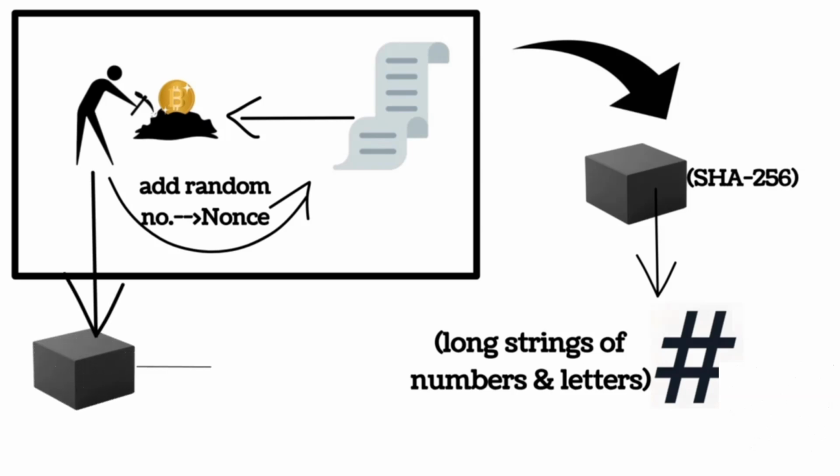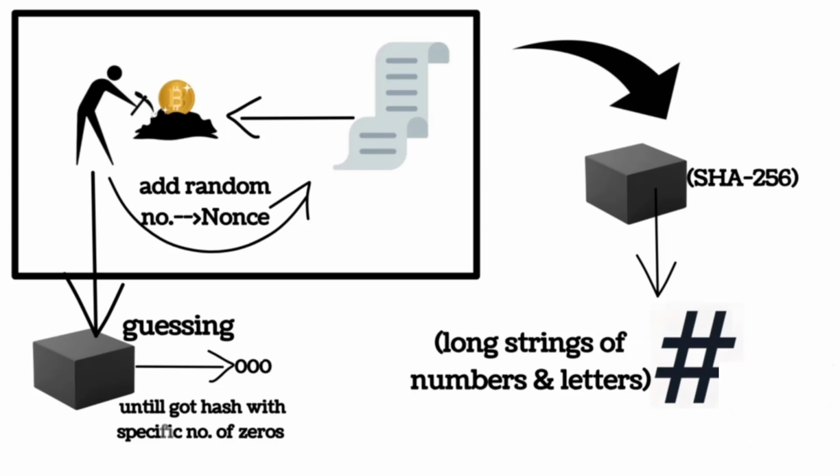Here is the tricky part. Miners are guessing different nonces over and over, trying to get a hash that starts with a specific number of zeros, like 0000ABC123. The more leading zeros are required, the harder it is to find the right nonce.